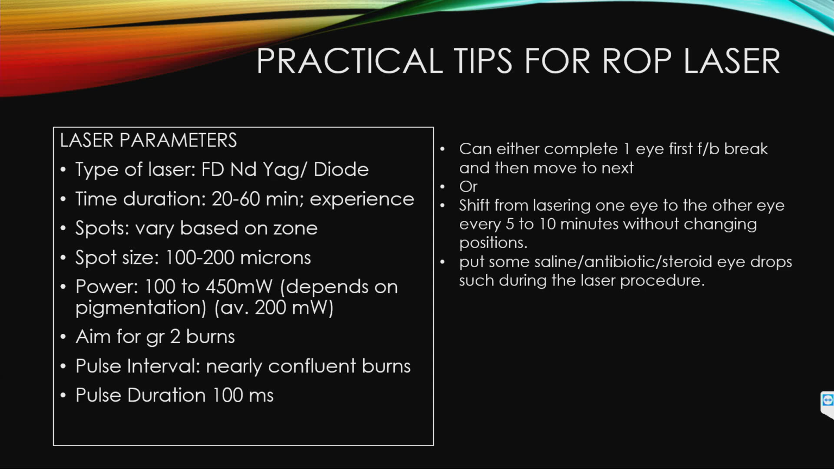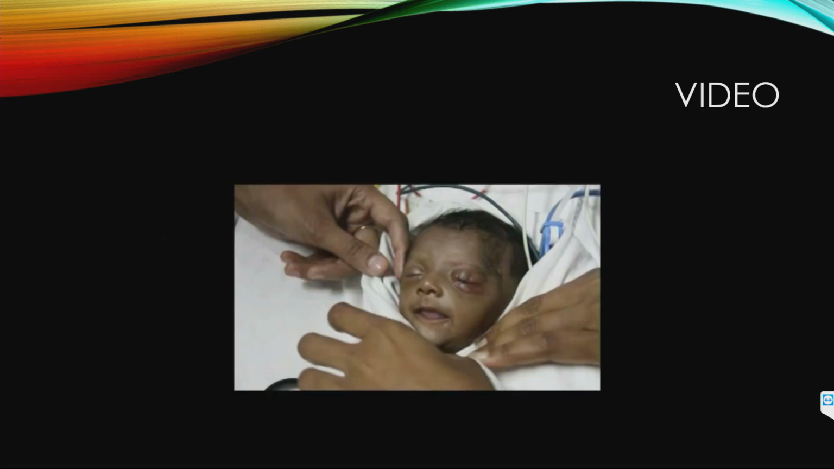And nearly confluent burns is the difference that we do in ROP laser when compared to diabetic retinopathy laser, where we leave at least half burn width apart. Here, our idea is to ablate the avascular retina, and any avascular retina that you leave behind will secrete VEGF and cause reactivation. So there should be no skip areas, and the entire 360 degrees of the avascular retina should be covered by your laser. It's a short video.